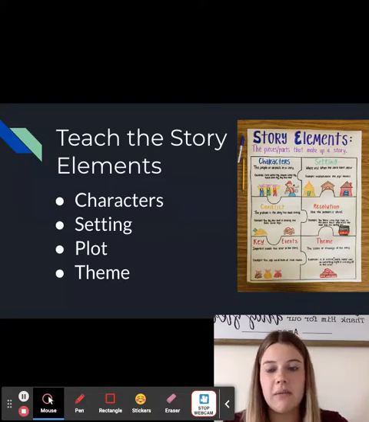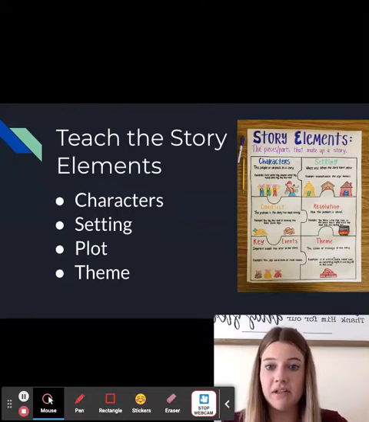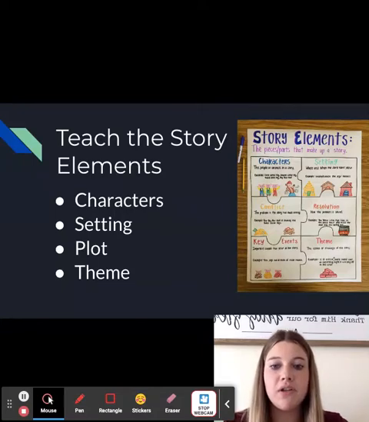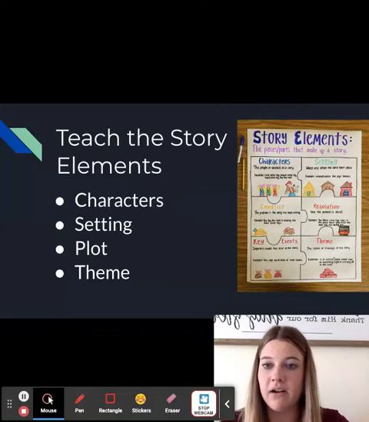So characters, again, the people that are in the story. Setting, that's when and where the story takes place. The image up here has conflict, so the problems in the story. Resolution, how the story ends, so that's part of our plot. Key events, so basically the main ideas of the story. And then theme would be like the overall message of the story. So our students need to know those different things if they want to be able to comprehend a narrative text.